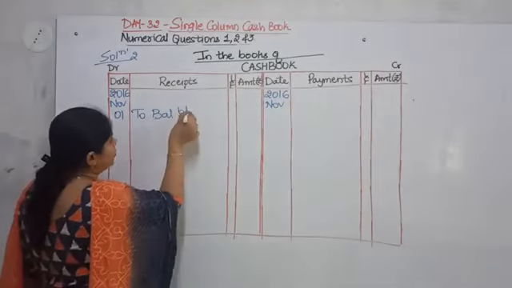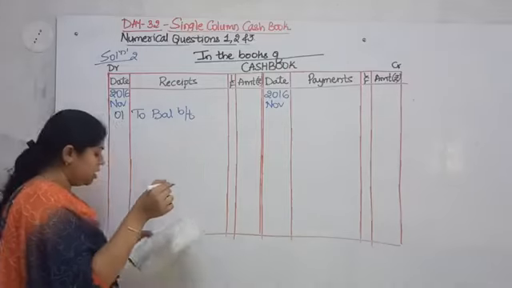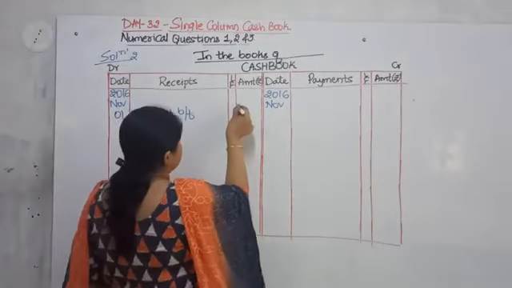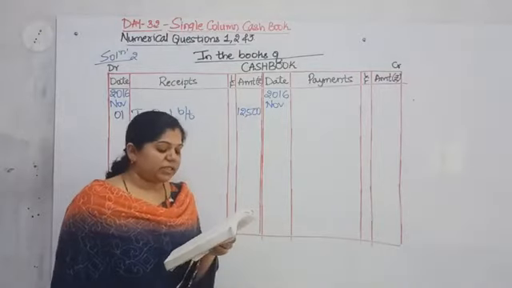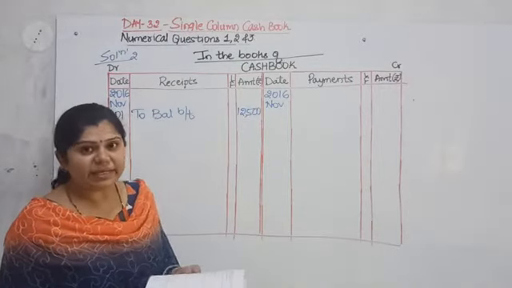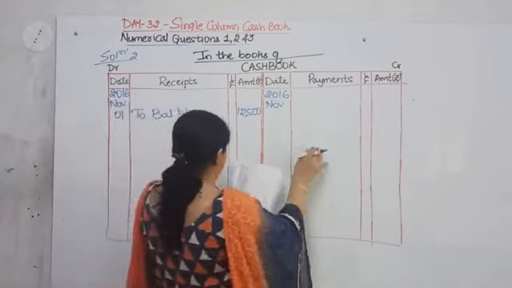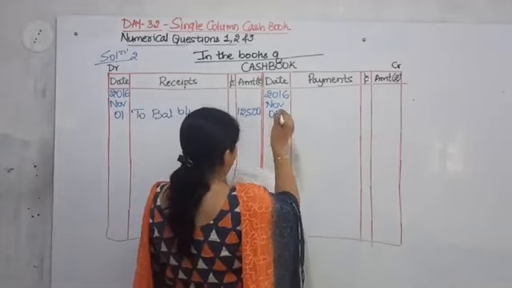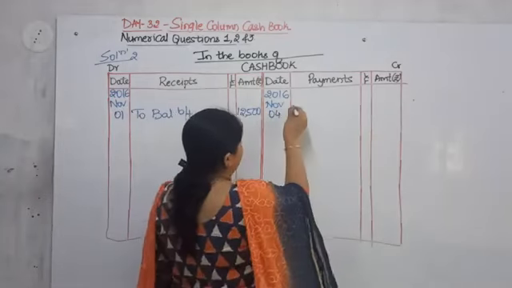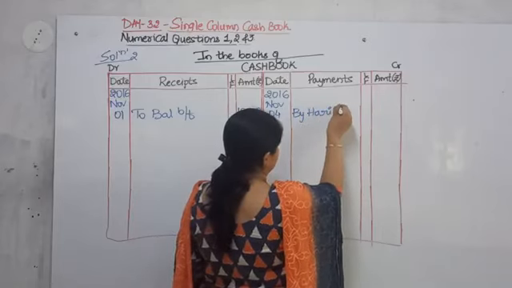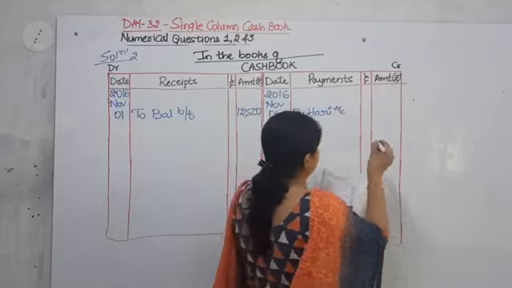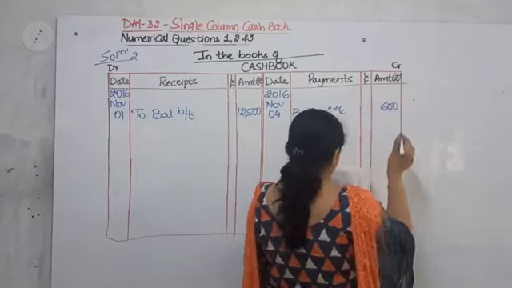Brought forward or brought down, whatever. Okay, what is the amount? See, amount is equal to rupees 12,500. Next, cash paid to Hari. So ultimately it's a payment. Write down the date 04. Cash paid to Hari. So write down by Hari account. Amount is equal to rupees 600.